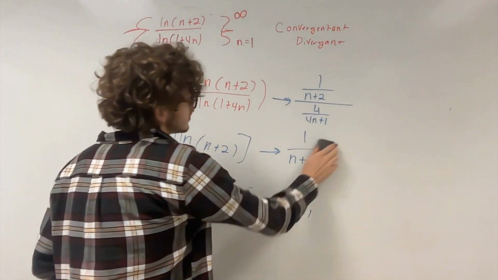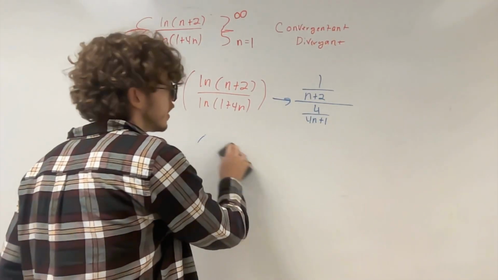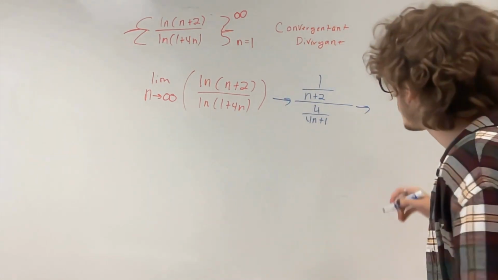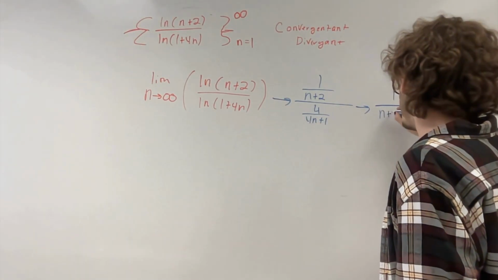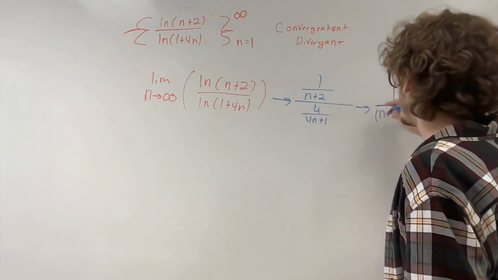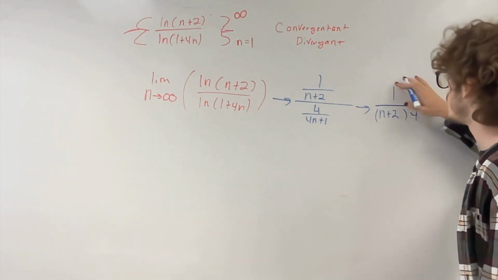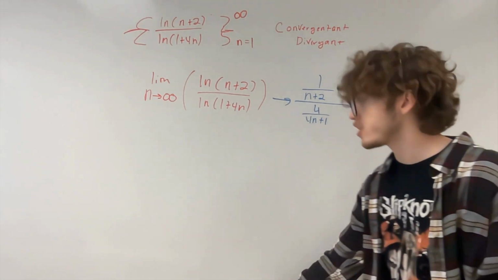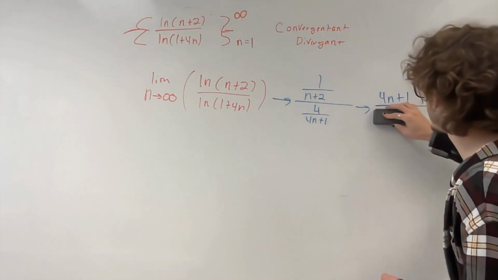Pretty simple here. I'm going to do a little cleanup because this is very ugly. We move n plus 2 to the denominator. We're dividing by 4, so we keep that. And 4n plus 1 is a denominator of a denominator, which is basically the numerator. Then I'm going to distribute the 4, so the denominator is 4n plus 8.